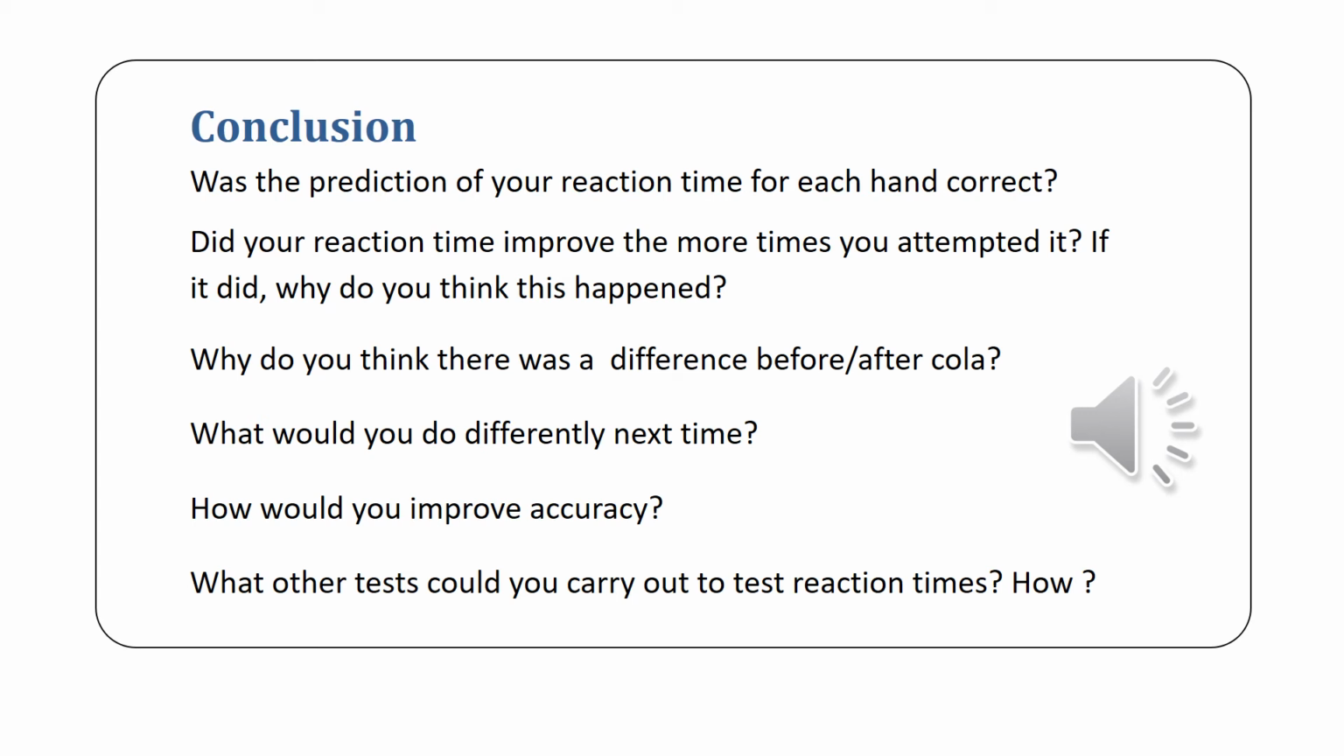Did your reaction time improve? Did you get better the more times you did it? Did you get worse? Some people might have got completely bored of doing this and ended up being rubbish. What would you do differently? How could you make this more accurate? You might decide that you needed a bigger ruler. You might decide that you want a different partner because your partner was absolutely rubbish. How could you improve accuracy?